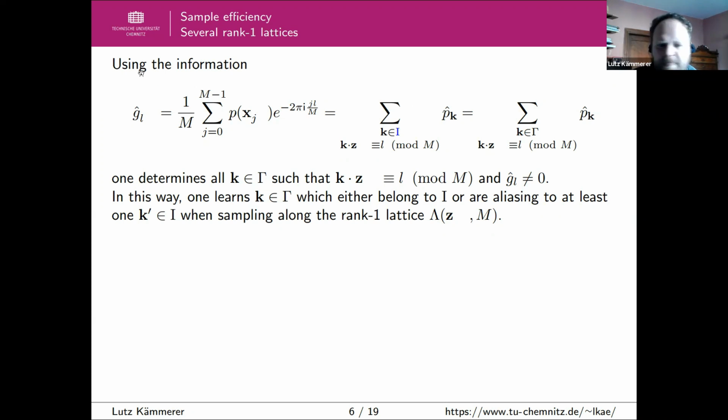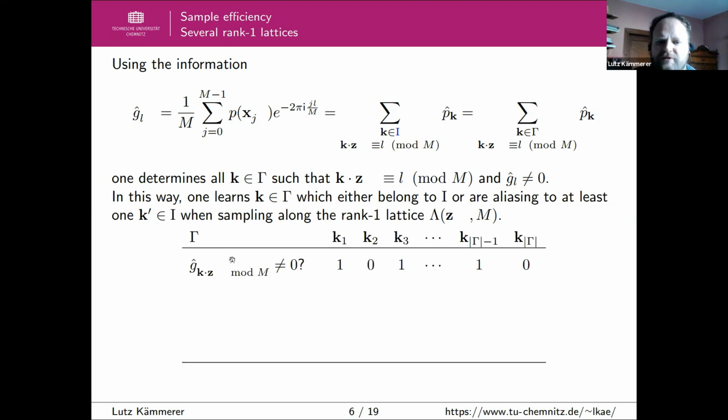We say, okay, if this g hat L is not 0, then all k's in this set here, all k's that belong to such a set, may be non-zero. One of them is at least non-zero, but we do not know which, so maybe all are non-zero. And if this g hat L is 0, then probably all the p hat k's in the sum are 0.